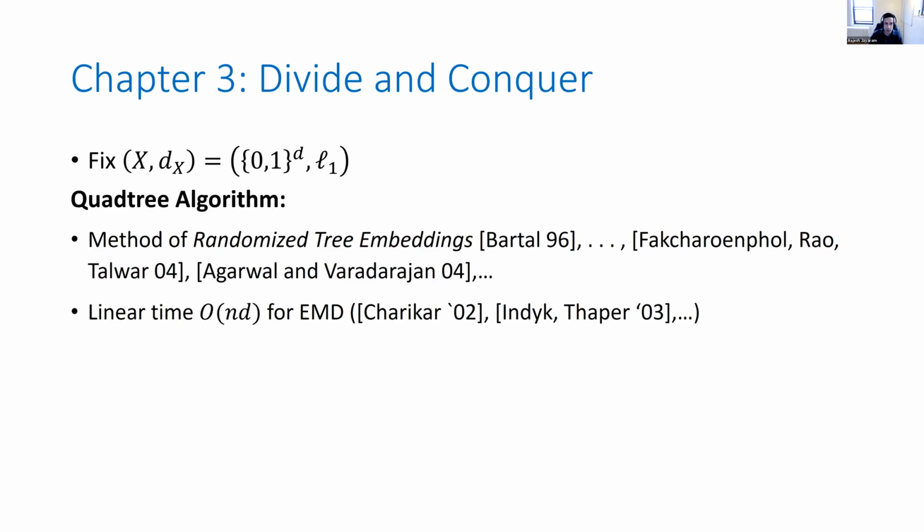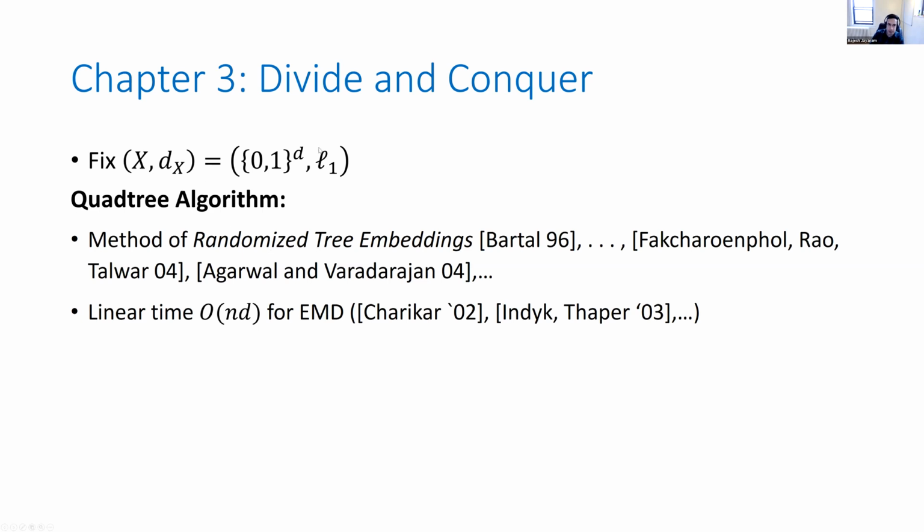As I've mentioned informally a couple times, quadtree is this class of meta algorithms which go under the general category of randomized tree embeddings. This is a very old approach to algorithm problems, going back to this paper of Bartal '96 and some even earlier works for a number of different algorithmic tasks. And specifically for the problem of Earth mover distance, Charikar and then later Indyk and Thaper in 2003 showed that it gives a linear time approximation for Earth mover distance.